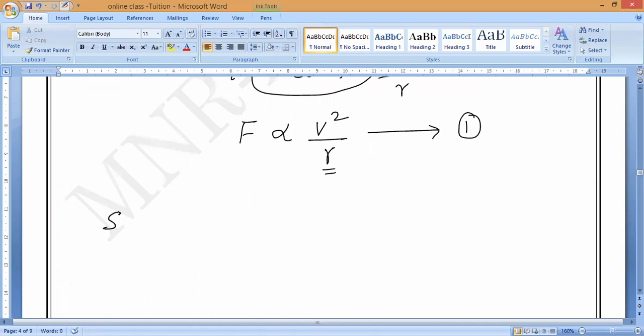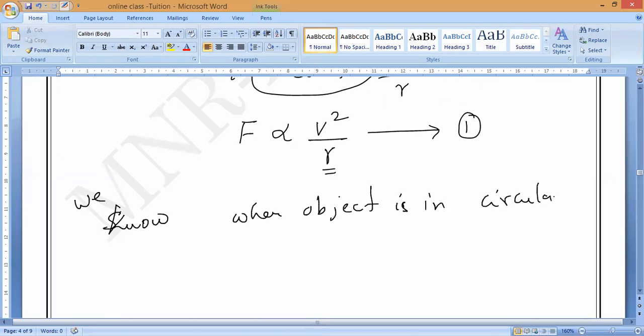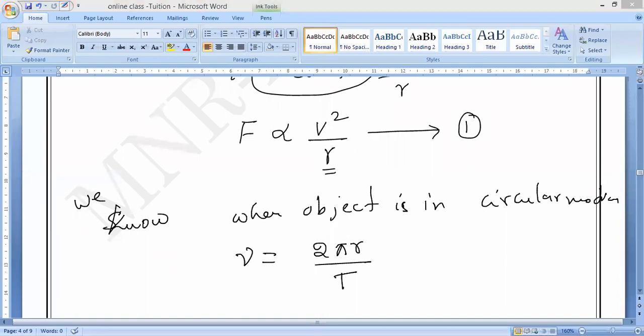As we know, when the object is in circular motion, what is the speed formula? Speed is equal to 2 pi r by time. Your time period is t. So what is 2 pi r? It is the distance to complete one revolution, the circumference of the circle, around the sun, and the velocity is v.